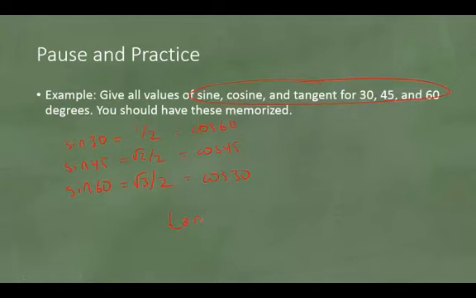And then tangent, you don't have to memorize. Tangent of 30 is just sine of 30 over cosine of 30. Remember that the 2's cancel. And you should know how to rationalize this. It's the square root of 3 over 3. Tangent of 45 is square root of 2 over 2 over square root of 2 over 2, which is 1. Tangent of 60 is sine of 60, square root of 3 over 2, over cosine of 60, or 1/2. The 1/2's cancel, so I'm left with the square root of 3.